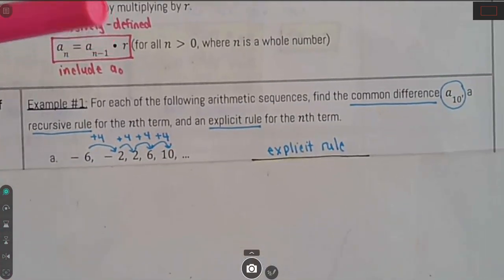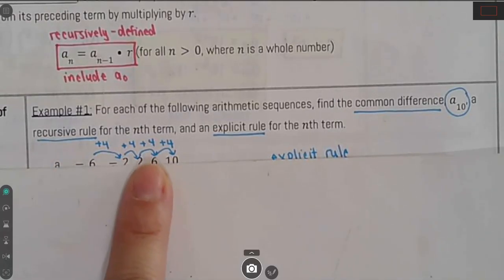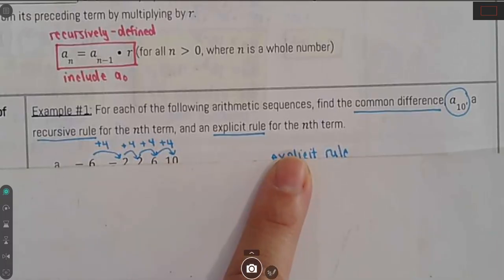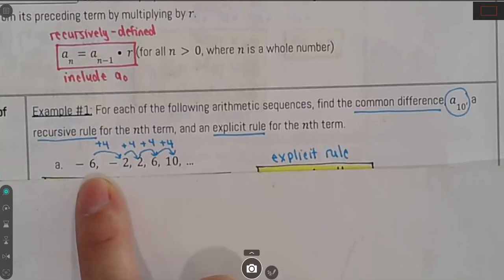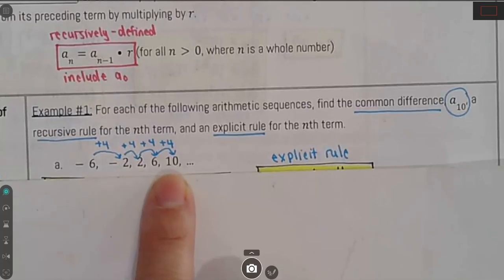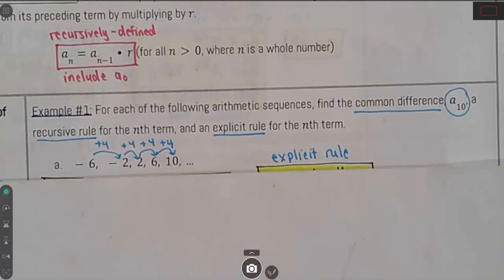Example number 1. For each of the following arithmetic sequences, find the common difference, a sub n, a recursive rule for the nth term, and an explicit rule for the nth term. Alright, so our first sequence, we have -6, -2, 2, 6, and 10. It looks like we're adding 4 each time.